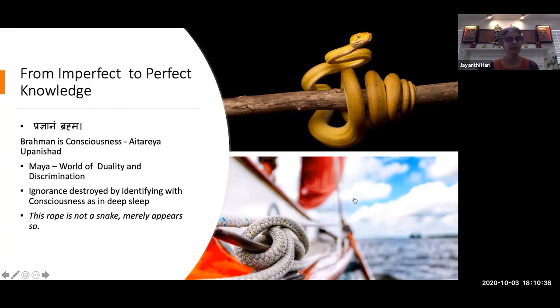I just want to briefly mention that the Upanishads also speak of three states: the waking state, the dream state, and the deep sleep state. I spoke about deep sleep very briefly. Now, the waking state is when you see duality. You're constantly operating as subject-object. Object is referring to things around you, and you're the subject.